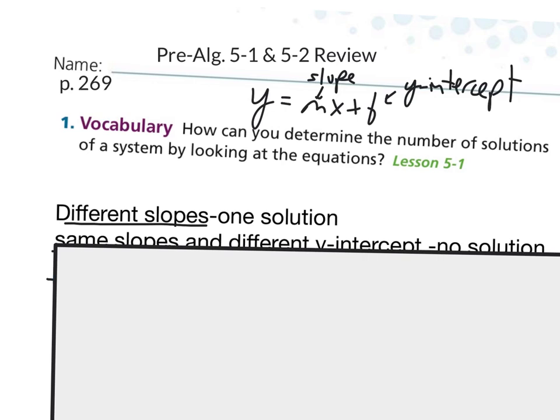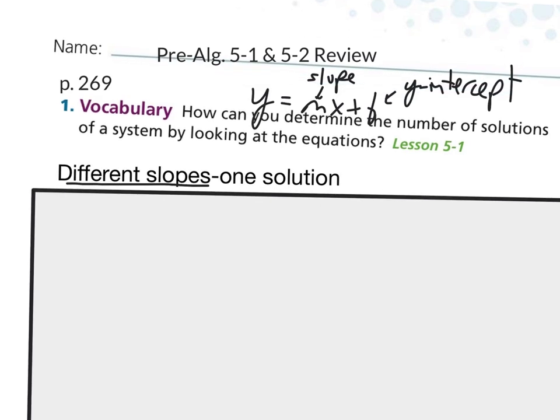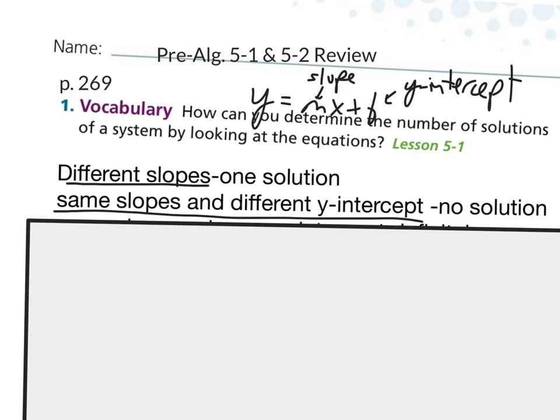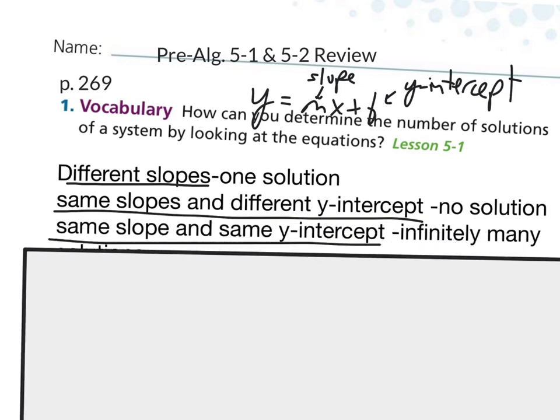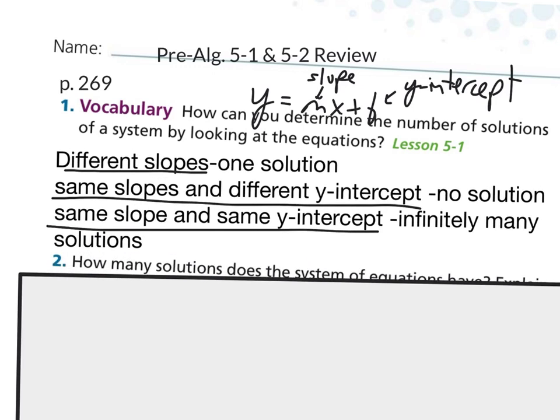M is our slope, and b is the y-intercept. And then once we've done that, if they have different slopes, there's going to be one solution, which means the lines are going to intersect in one point. If they have the same slope and different y-intercepts, there's no solution, which means the lines are parallel. They're never going to intersect. And if they have the same slope and same y-intercept, there are infinitely many solutions because they're the same line as each other.